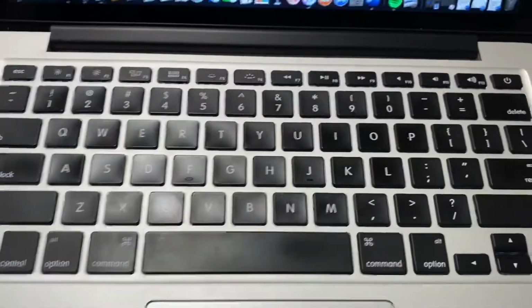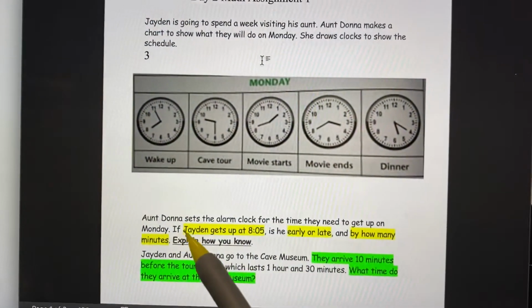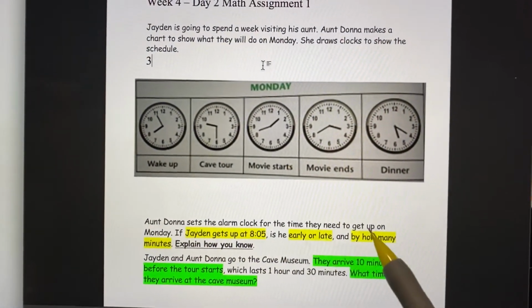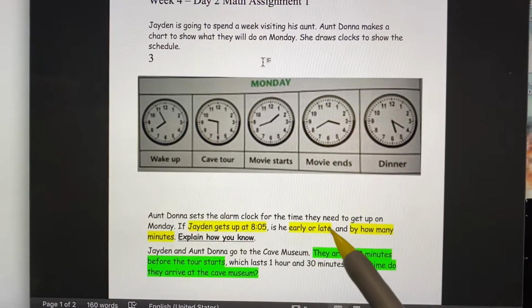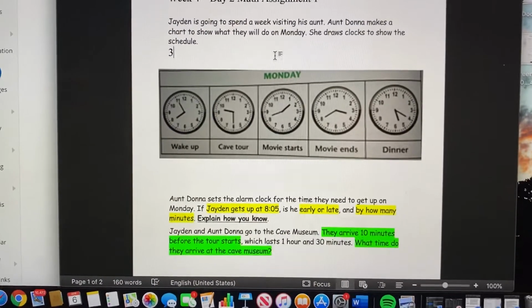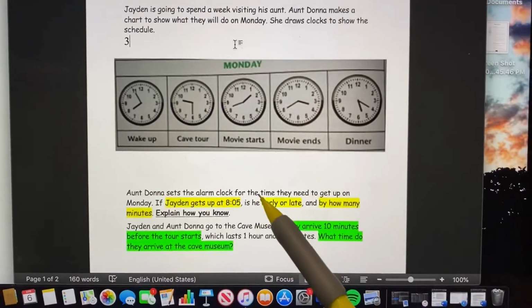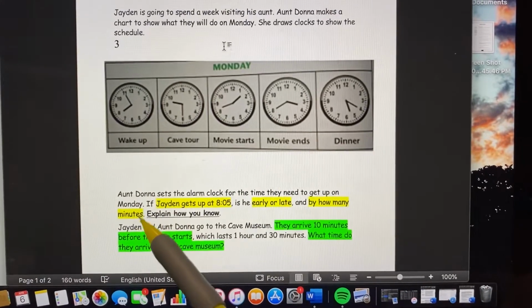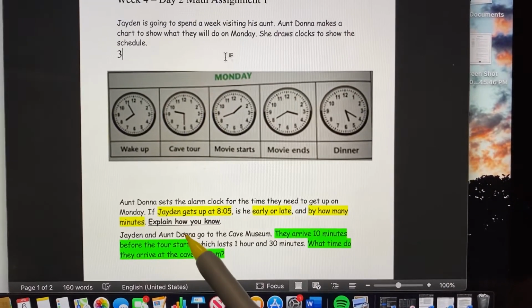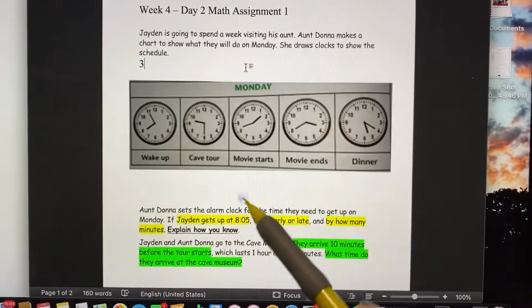So the first thing they're asking us is, Aunt Donna sets the alarm for the time they need to get up on Monday. If Jaden gets up at 8:05, is he early or late, and by how many minutes? Explain how you know. So it's asking us, is he early or late? That's question 1. How many minutes? That's question 2. And then explain to me how you know. So that's already 3 parts to this first question.